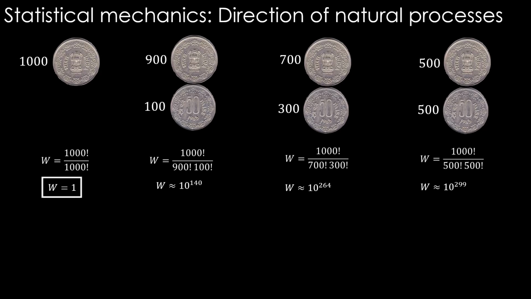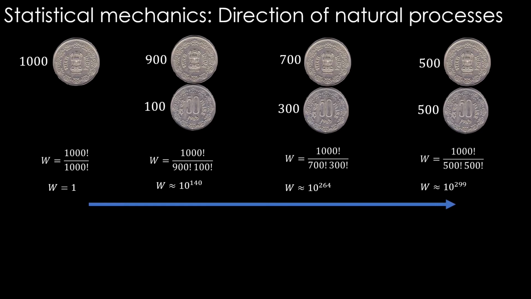The state with 1000 heads has only one way of occurring. The W is 1. On the other hand, the state with 500 heads and 500 tails has 10 power 299 ways of occurring. The generalization is that if a state has less number of ways of occurring, less W, then it is considered more ordered. So the 1000 head state is more ordered and the 500 heads and 500 tails case is more disordered. Therefore, a natural process proceeds in the direction from order to disorder.